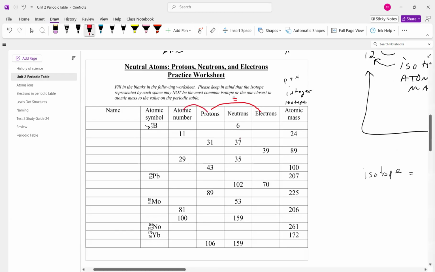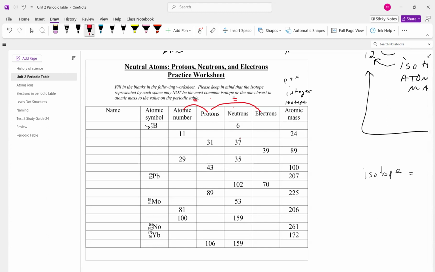These two are also always equal. And the isotope is P plus N. So we have a P and an N. Okay, so let's do some of these. Now you're going to have a chart like this on your test too, both ionic and neutral.